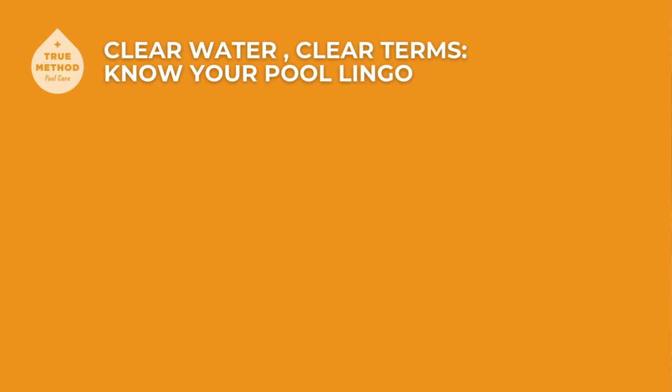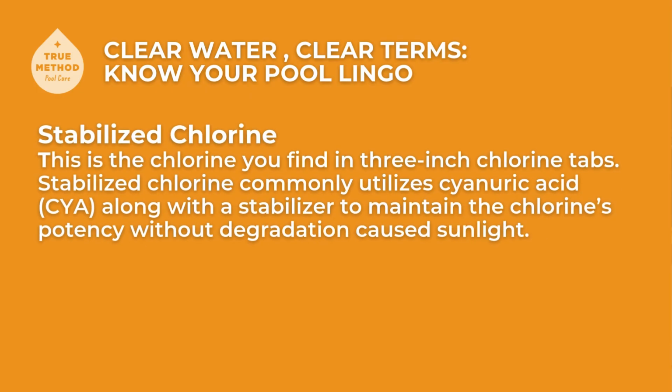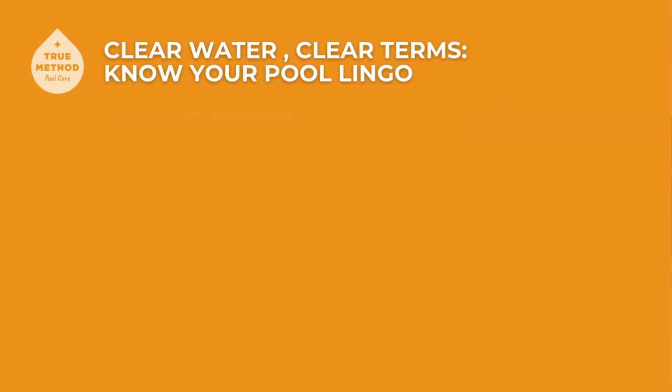Our next term is stabilized chlorine. And the stabilized chlorine is actually typically what you would find in your chlorine tabs, your 3-inch chlorine tabs. They have cyanuric/stabilizer in the tabs, which help the chlorine last through a long period of time over the course of a week, and still be effective even with the sunlight.